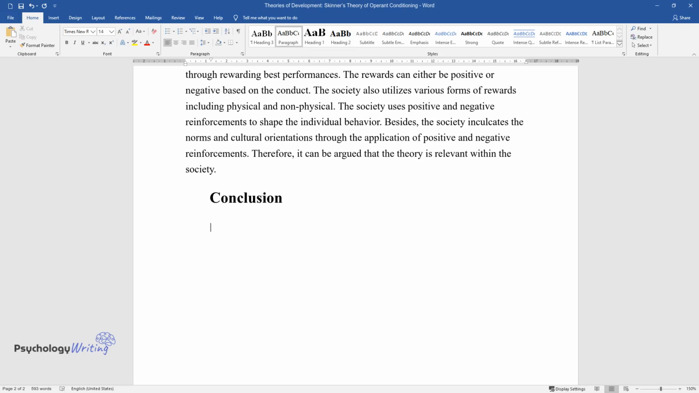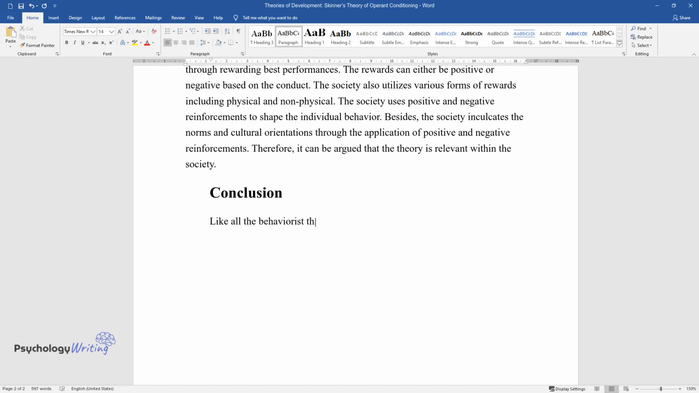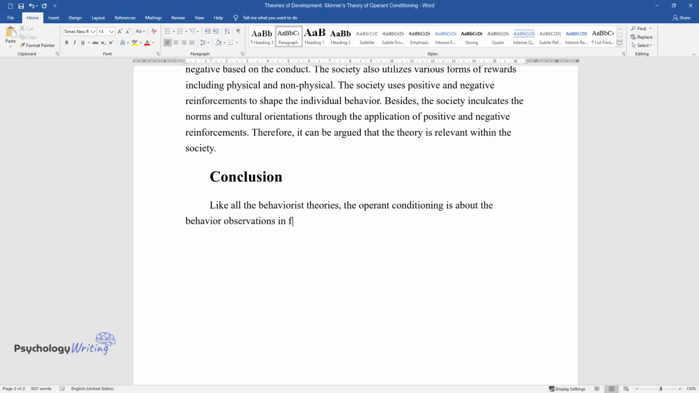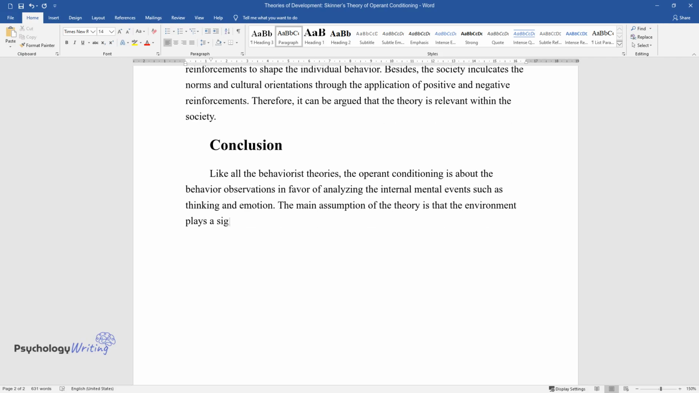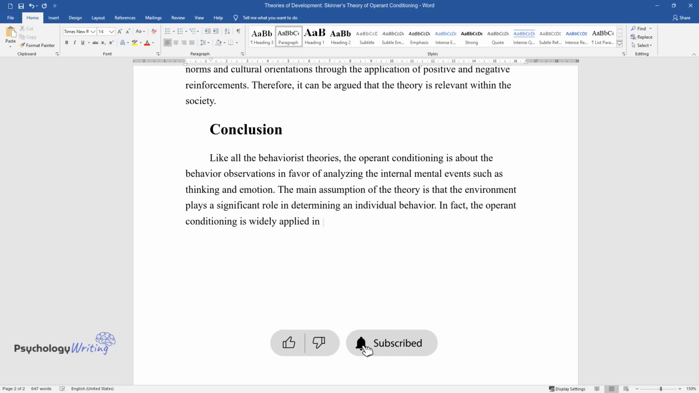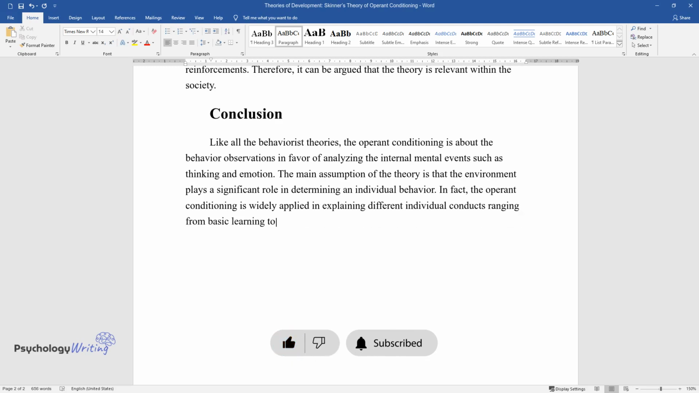Conclusion. Like all the behaviorist theories, operant conditioning is about behavior observation in favor of analyzing internal mental events such as thinking and emotion. The main assumption of the theory is that the environment plays a significant role in determining an individual's behavior. In fact, operant conditioning is widely applied in explaining different individual conducts ranging from basic learning to language acquisition.